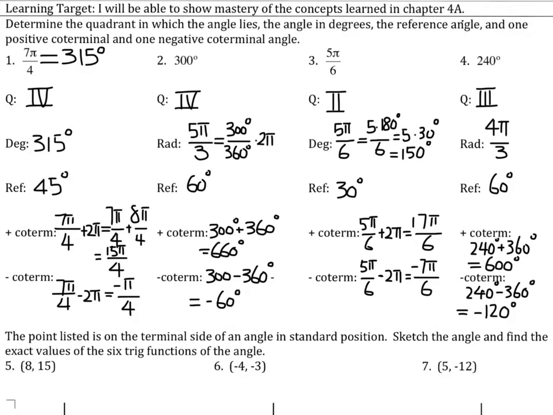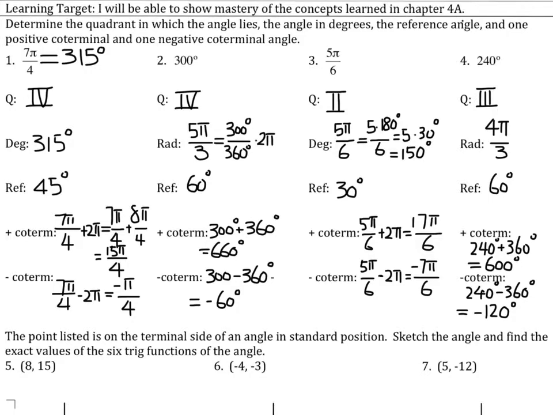Number 4, 240 degrees. 240 is greater than 180 but less than 270, so it's going to lie in the third quadrant. The radian measure is represented as 240 divided by 360, then multiplied by 2 pi. So that's 4 pi over 3.